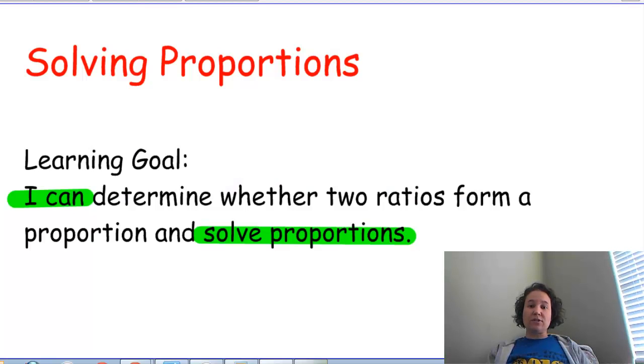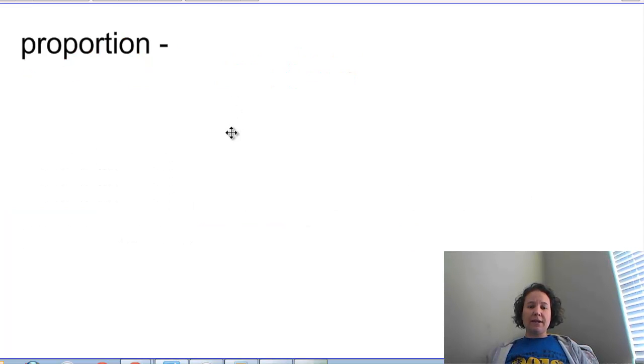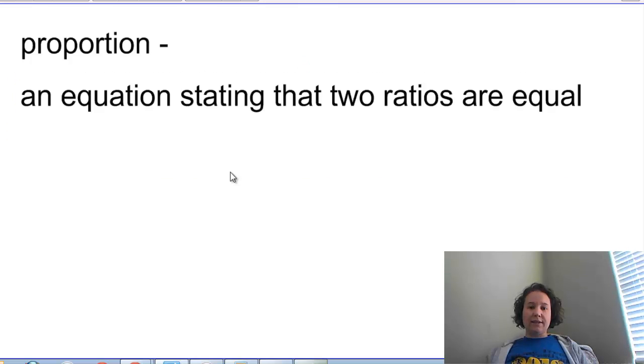Everybody, today we're going to talk about solving proportions, and this goes with the same learning goal as the last video, but this time we're working on the "I can solve proportions" part of the learning goal. As a reminder, a proportion is an equation stating that two ratios are equal. And there are three ways that we're going to talk about solving proportions today.